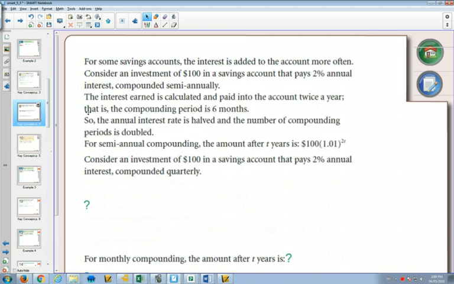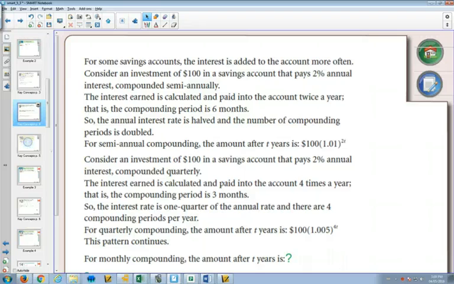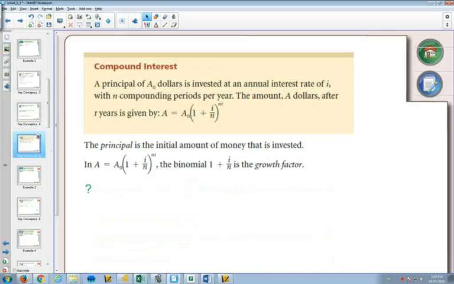Now, you can read through this example and it talks about different compounding periods, but in the end we get this formula. So you have a certain amount of money that you put in, your starting amount, that is called the principal, and in this formula it tells you that that is A0. I is your interest rate. N is the number of compounding periods per year.